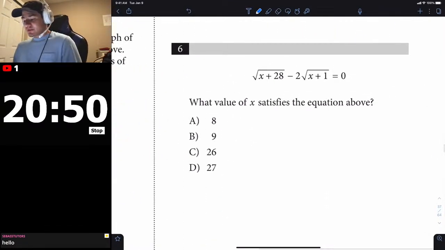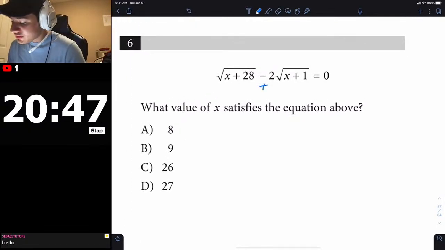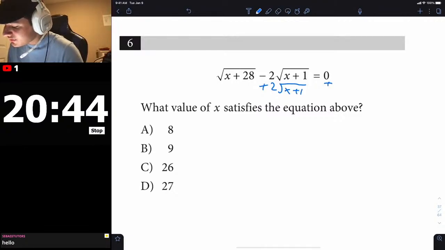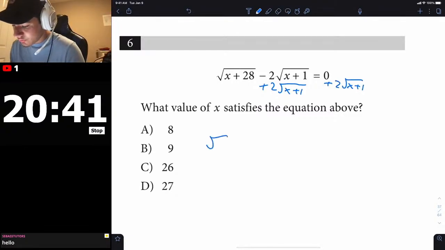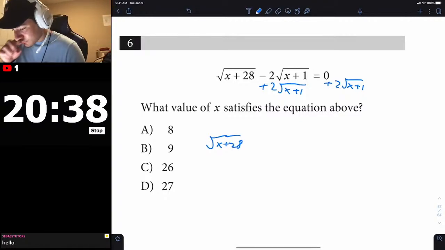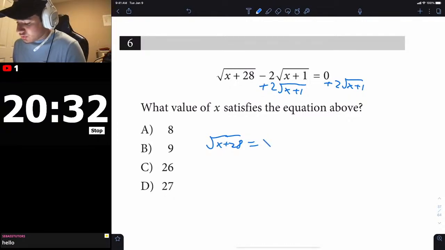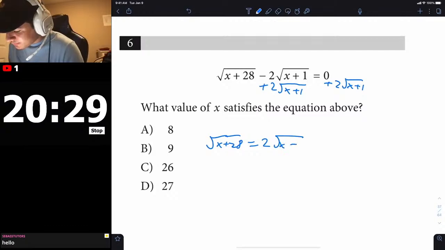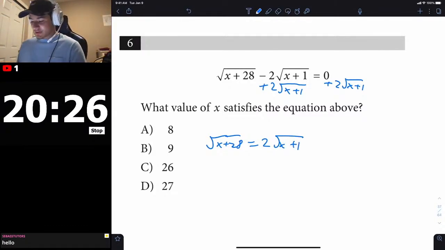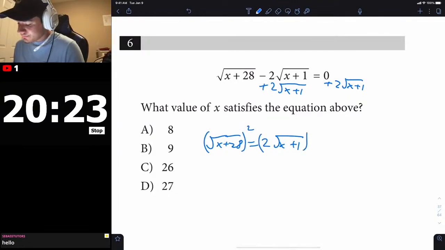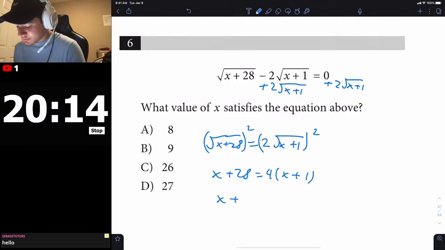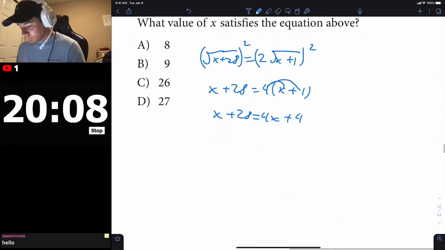What value of x satisfies the equation above? Okay, I'm going to go ahead and add over this term, this 2 root x plus 1, to both sides. So I get root x plus 28 is equal to 2 root x plus 1. Okay, and then I'm going to go ahead and square both sides to get rid of those square roots. So I get x plus 28 is equal to 4 times x plus 1. And that's going to be x plus 28 equal to, I'm going to distribute this by the way, 4x plus 4. Then I can go ahead and subtract 4 here.